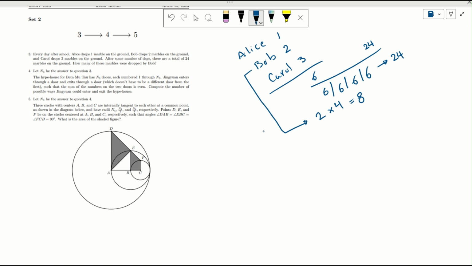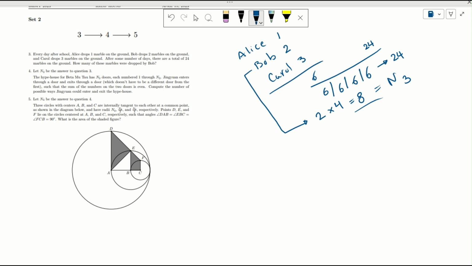And 8 is the number of marbles dropped by Bob. Now moving to question number 4, it says, let's assume that N3 is the answer to question 3. So we know that 8 is going to be N3.